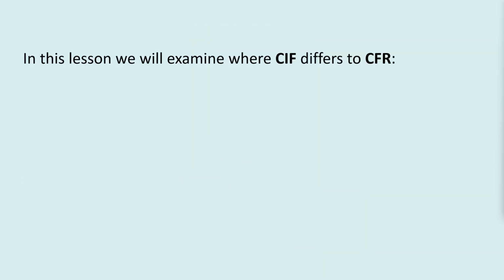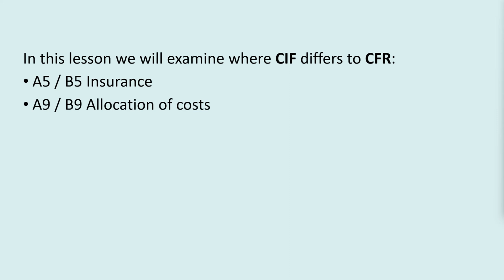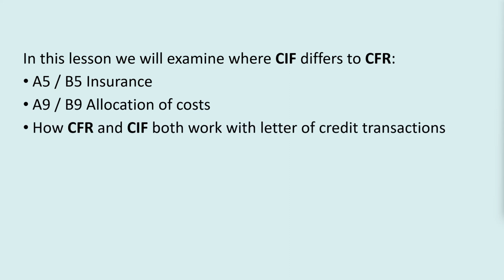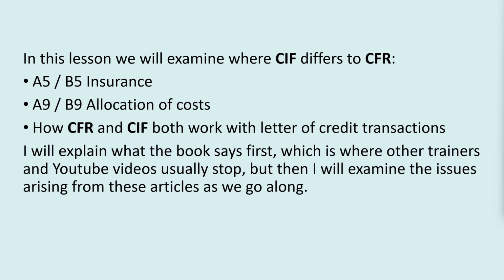In this lesson, we'll examine where CIF differs to CFR, such as in A5 and B5 insurance and A9, B9 allocation of costs. We'll also look at how CFR and CIF both work with letter of credit transactions. And as always, I'll explain what the book says first, which is where the other trainers and YouTube videos usually stop if they get that far, but then I'll examine the issues arising from these articles as we go along.